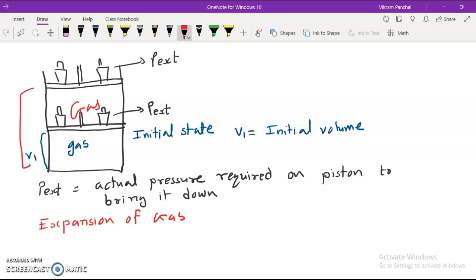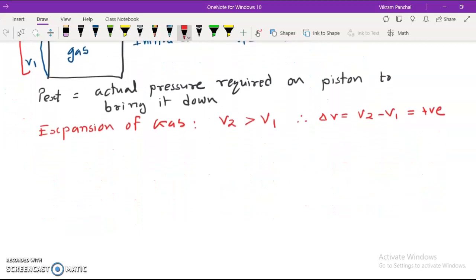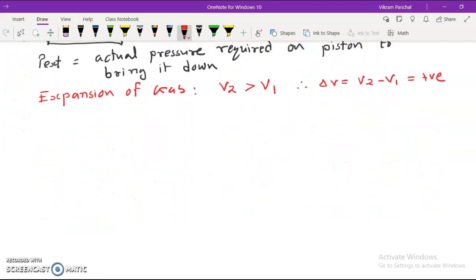But now the gas expanded, and now we have gas everywhere. So this would be the final volume, V2. This is the final state. As expansion of gas takes place, V2 will be greater than V1, and therefore delta V, which is equal to V2 minus V1, will be positive. Now let us write something about this expansion of gas.